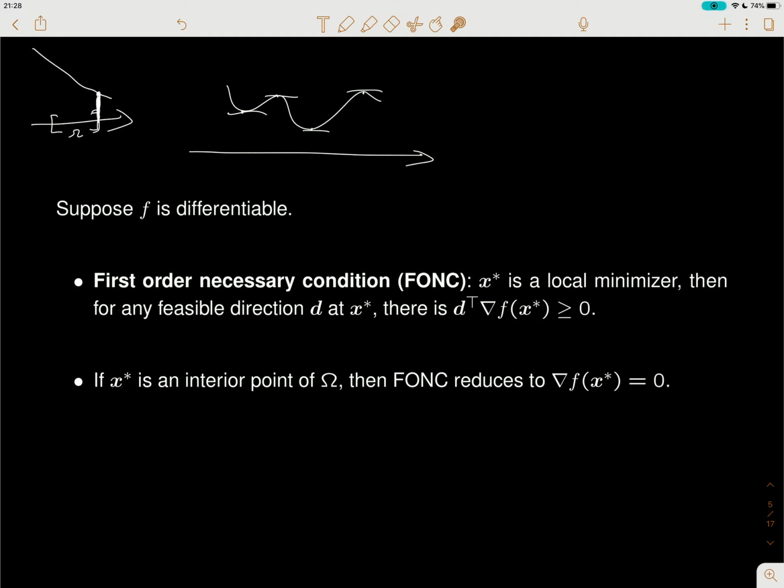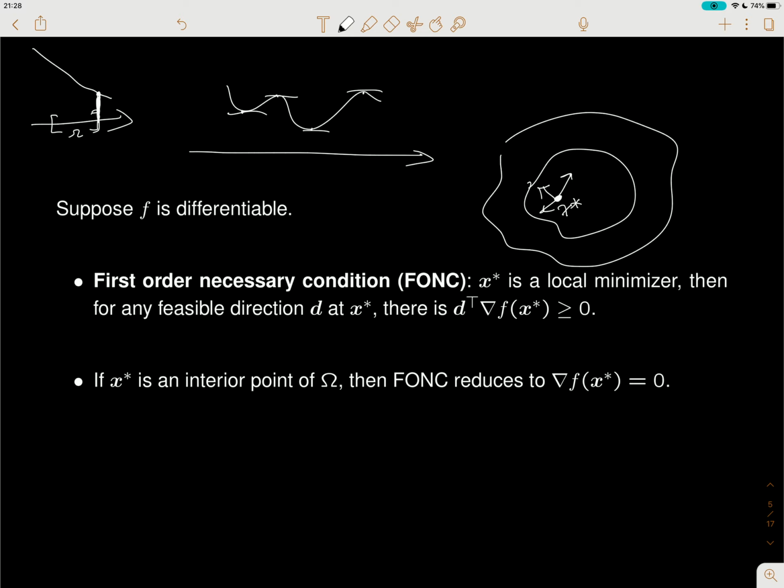Okay, so let's first think about the unconstrained case, where x is actually a point inside omega. Say this is x star, and I have these contours. Let's say this is really the minimizer here. If it is a minimizer, then that means if you go along any direction, your function value should not further decrease. Because if you go along a certain direction and the function value further decreases, that means x star is not a local minimizer. So if x star is a local minimizer, then any directional derivative should be greater than or equal to 0. And that is exactly the meaning here.